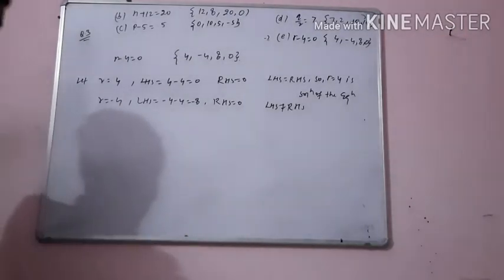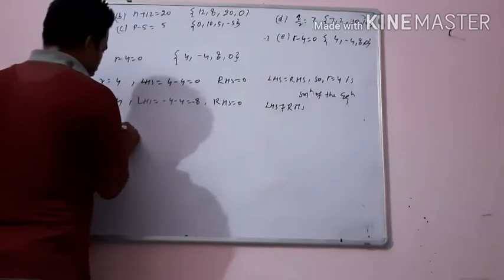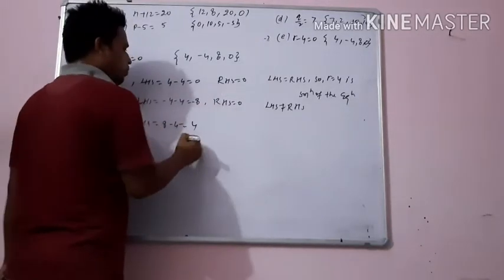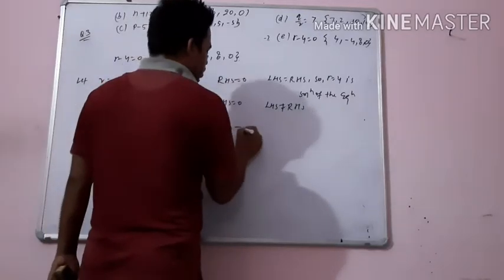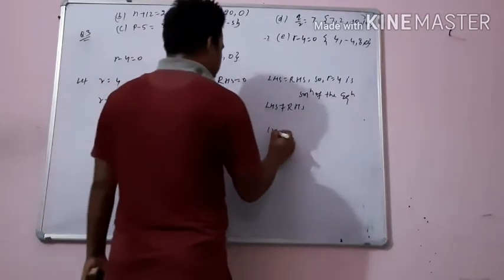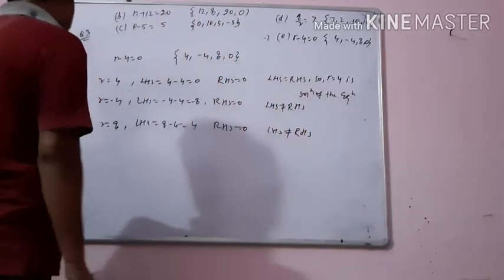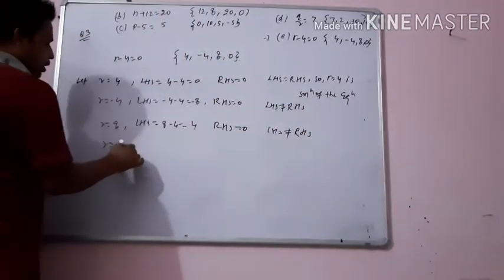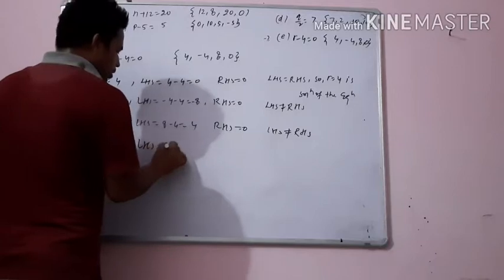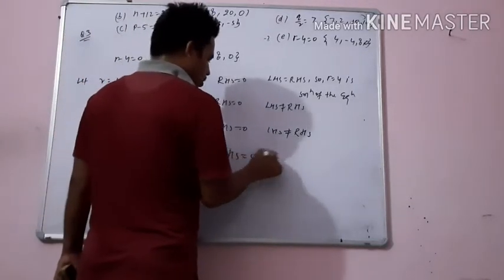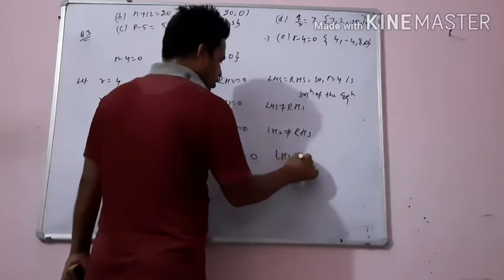Similarly, you take r equals 8. LHS will be 8 minus 4 equals 4. RHS equals 0. What conclusion will you write here? LHS does not equal RHS. Now take r equals 0. LHS will be 0 minus 4, RHS equals 0, LHS does not equal RHS.